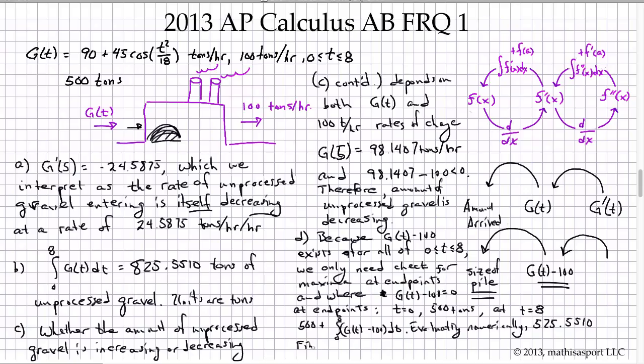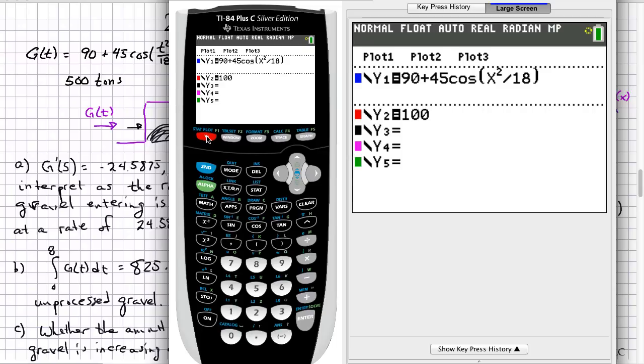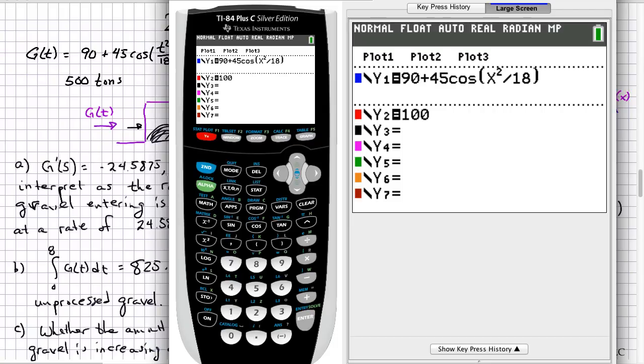Finally, at t equals 4.9234, to find out how much gravel is there at that time, let's go back and look at the equations that we have. What we want is 500 plus the integral of this from 0 to 4.9234. So let's perform that calculation.